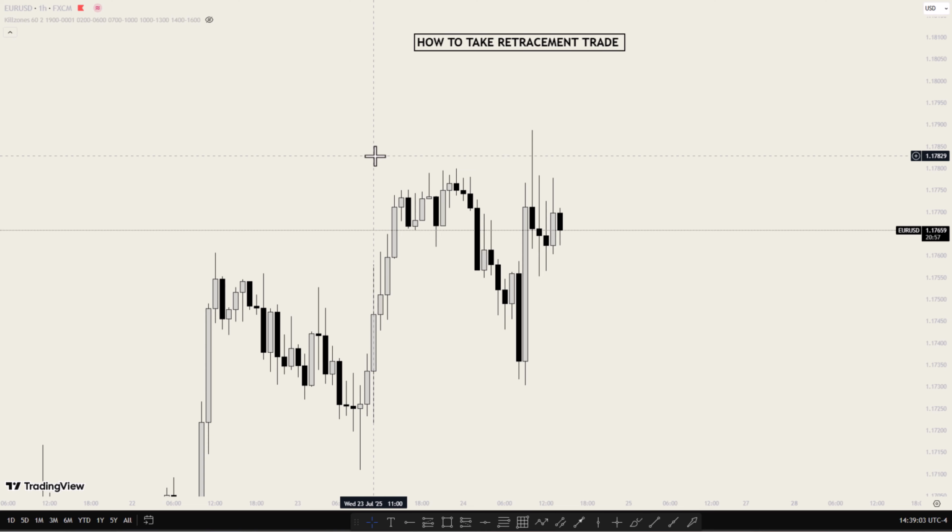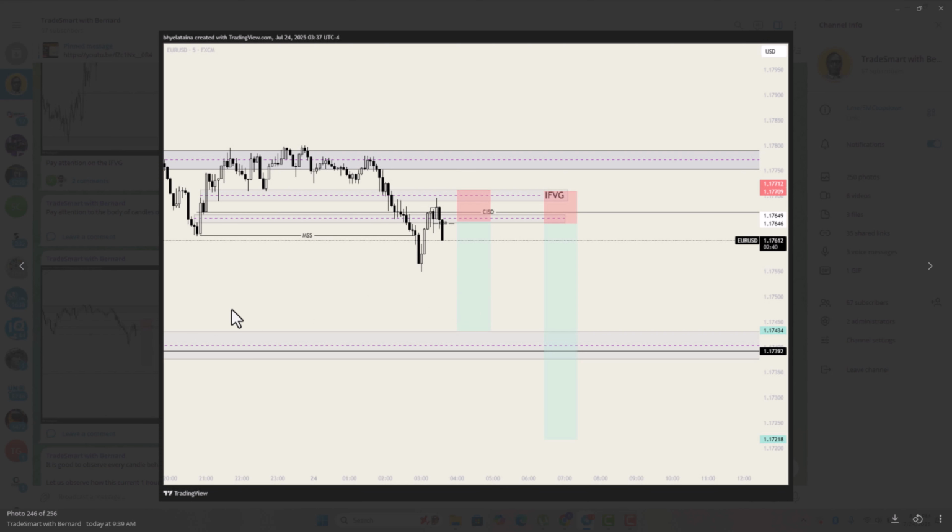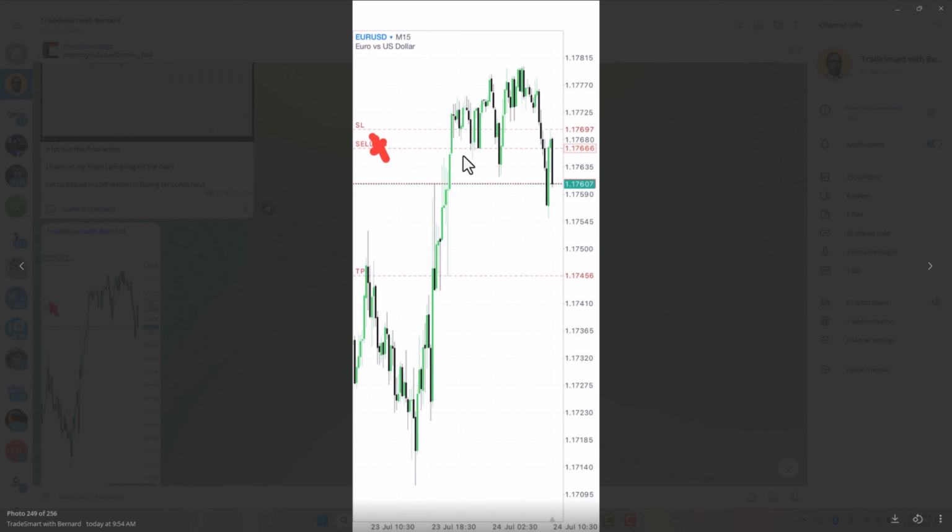Now let me show you this setup. So this is the setup I sent, and I was expecting price to come into this internal range liquidity. So here is when I sent my first TP and second TP, telling them that they should look out for this inverted fair value gap and see how price will react at those levels. And then this was my trade entry. So let's go to the chart and see how someone can take a similar retracement trade.